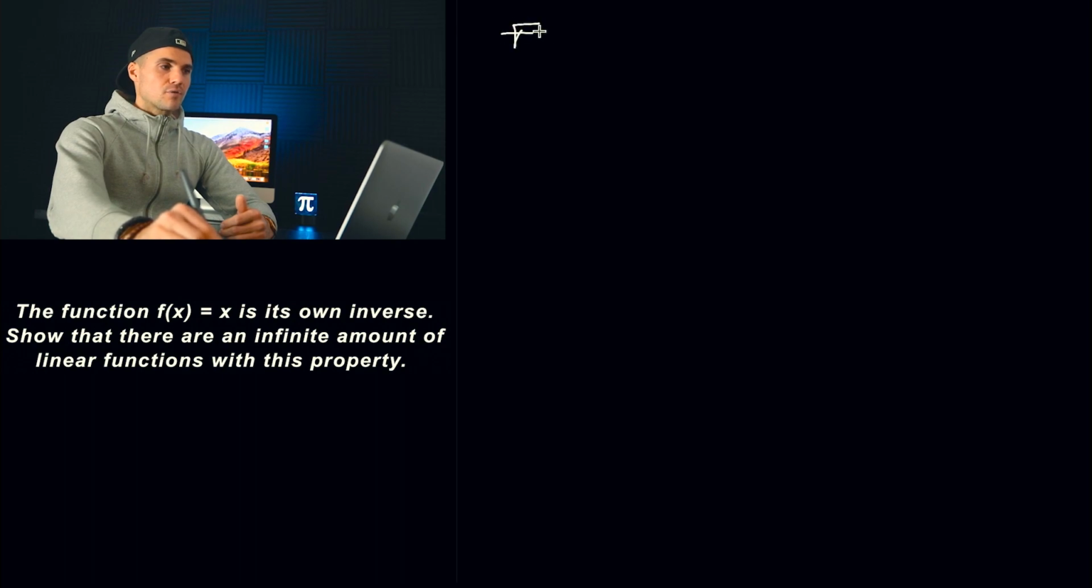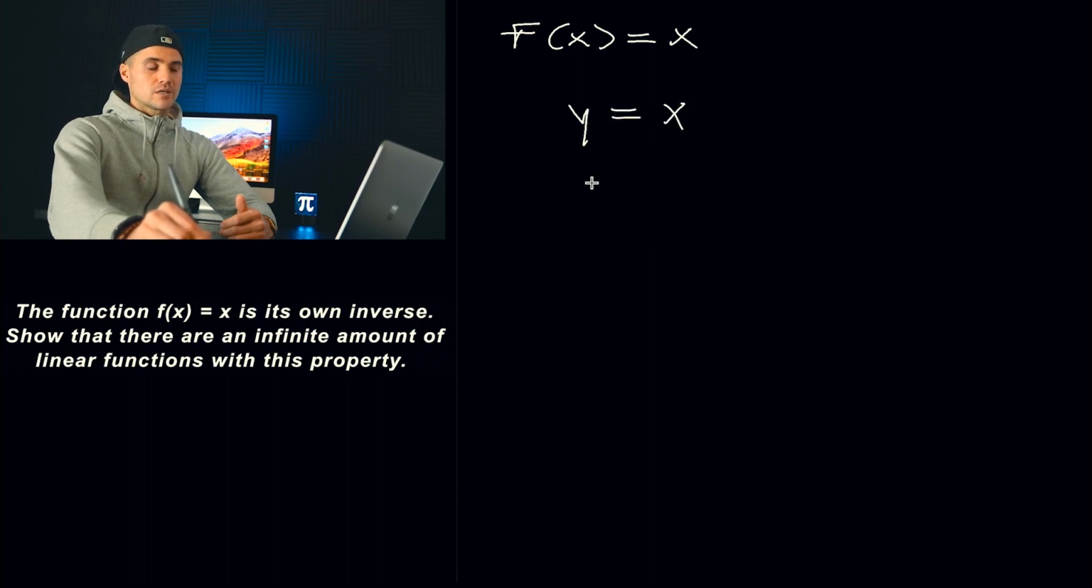So let's start off with f of x is equal to x, right? That's its own inverse because we have y is equal to x. Well, if we interchange the x and the y values, we get x is equal to y, which is the same as y is equal to x, right? And so the inverse and the original function are basically the same.